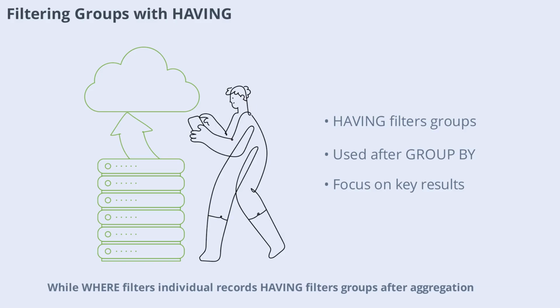WHERE filters individual records, HAVING filters groups after aggregation. For example, SELECT city, COUNT(*) FROM customers GROUP BY city HAVING COUNT(*) > 5 only shows cities with more than 5 customers. HAVING is essential when you want to focus on significant groups in your data analysis.